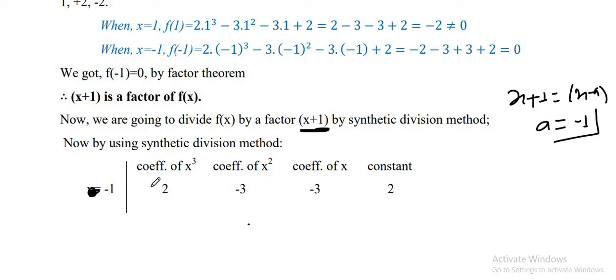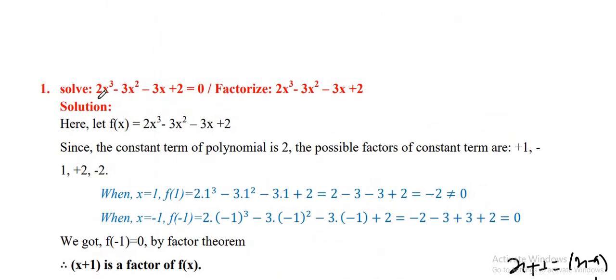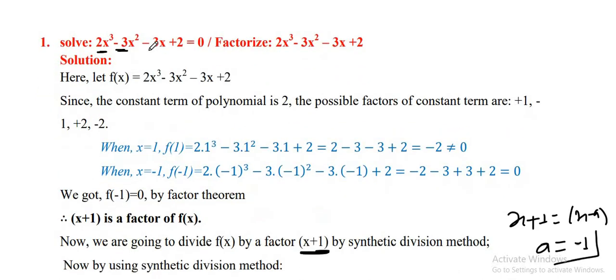And we remember that to use the synthetic division method to divide the polynomial, the degree of the divisor should always be 1. It means we can only divide by a linear polynomial by using the synthetic division method. So now here I have written the coefficients. The coefficient of x cube is 2, the coefficient of x squared is minus 3, the coefficient of x is minus 3, and the constant term is plus 2.